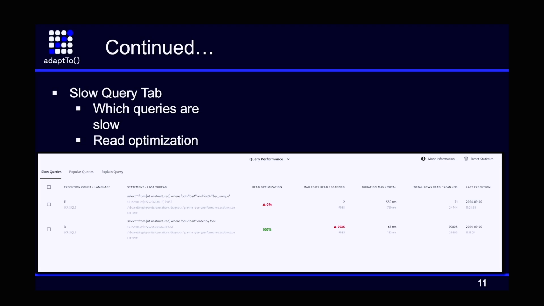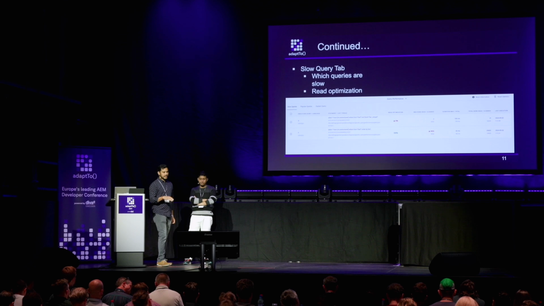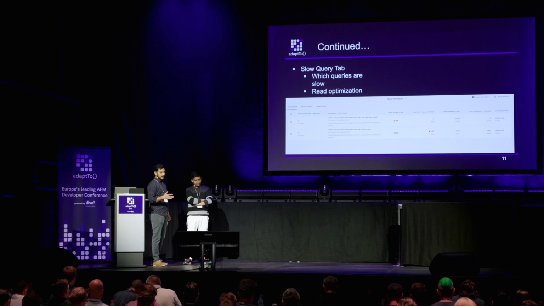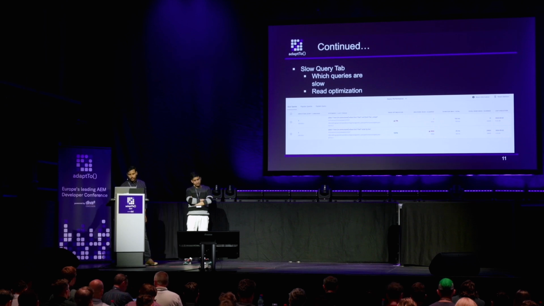On the same tool itself, there's another tab, the slow query tab, which lists all your queries which are slow. Information like how many reads are happening and how much is filtered is also available on the page. Please mind that this UI may change for 6.5 and AEM as a cloud service. But you get a gist of which queries you should pick and what alternate indexes or query index changes are required for those queries.